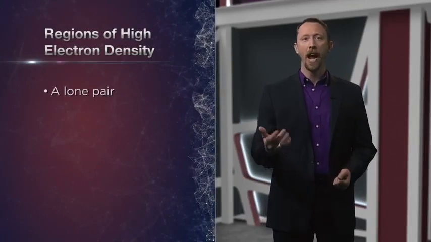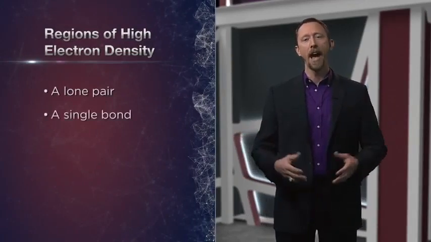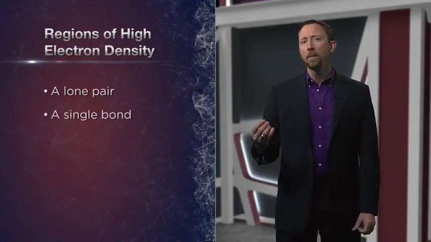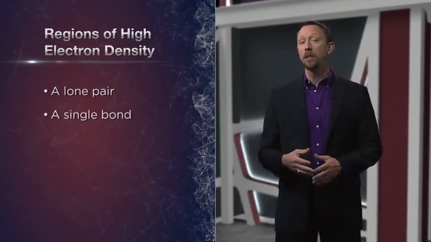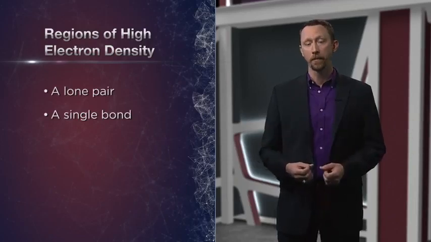Now let's think about that. Where do we find regions of high electron density in the valence shell of an atom? Well, that would be in the orbitals holding lone pairs and in the orbitals forming bonds to other atoms. So a lone pair would constitute one electron domain, and so would a single bond to another atom.